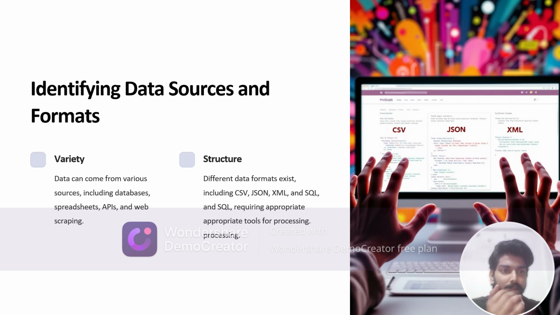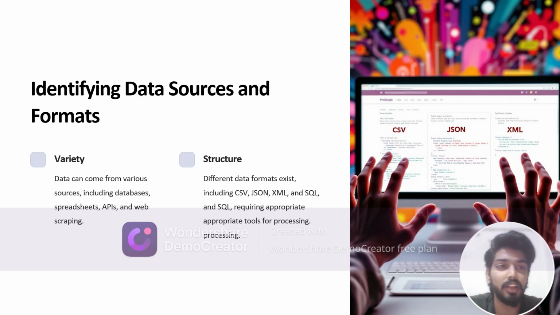Identifying data sources and formats: variety and structure. To identify data sources and formats, you can go through the variety or the structure of the particular data. So what is variety? Data can come from various sources including databases, spreadsheets, APIs, and web scraping. So basically data is everywhere. Wherever you go in this world, data is present everywhere.